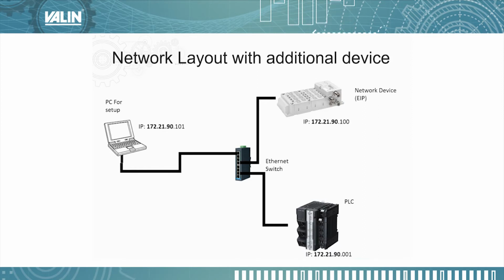If you add another network device, it also has to be on the same network, but has to have a different node number. For example, I've added an Ethernet IP coupler device up on the top there, and we would make its IP address have the first 3 octets the same as our PC and our PLC. And then the last octet would be a different number. So in this case, 172.21.90.100.